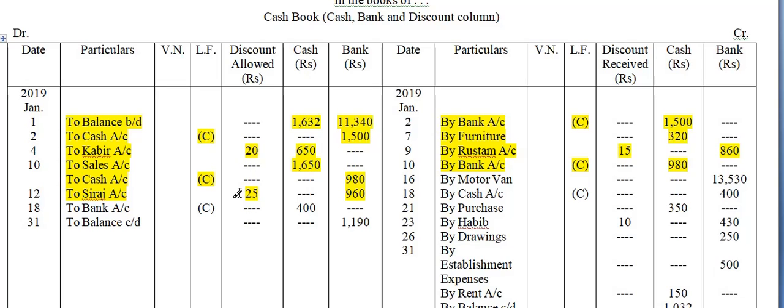And on 16th, purchased a motor van and paid by check. So you are making the payment by check. So it will be out here in the credit side by motor van. Amount will be 13,530.